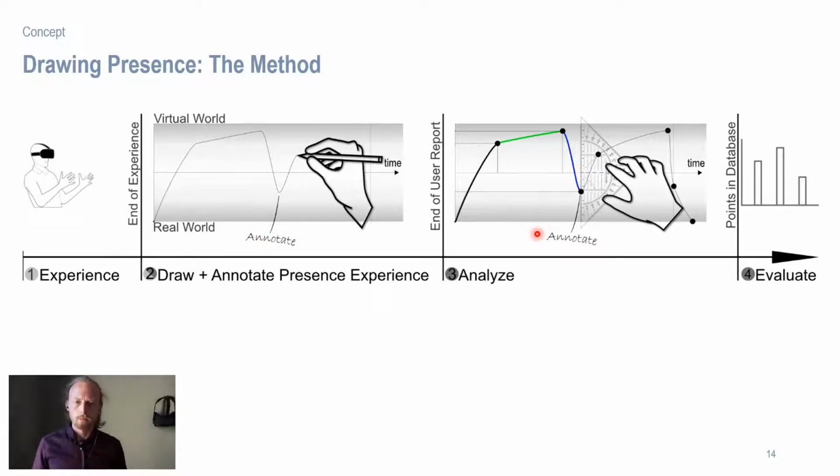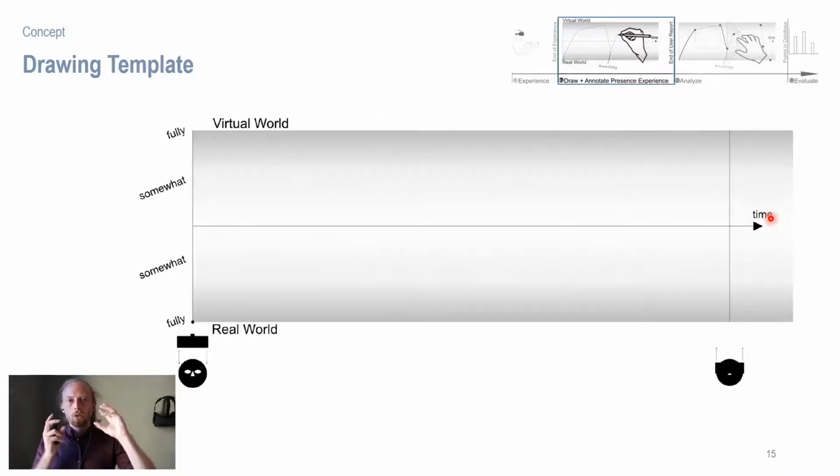So we supply you with a method to find certain points in the drawings, which then can be used as numerical values from a database to make actual evaluations on it. For step 2, we will provide you with this template that people use to draw with some certain questions we ask.